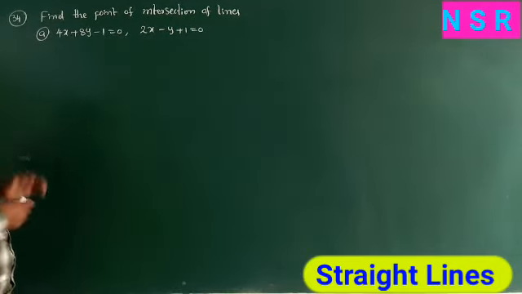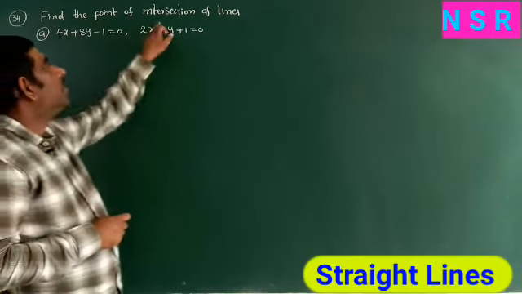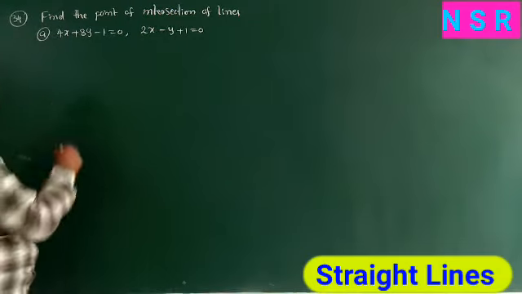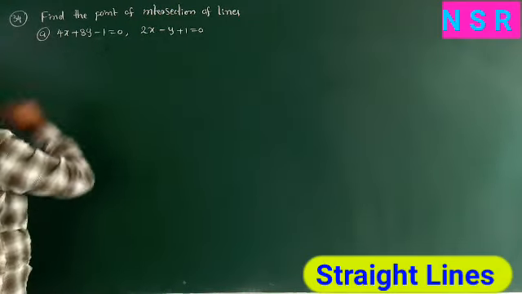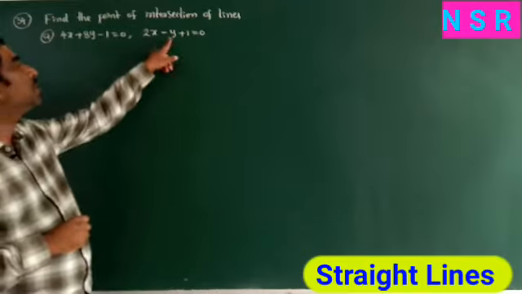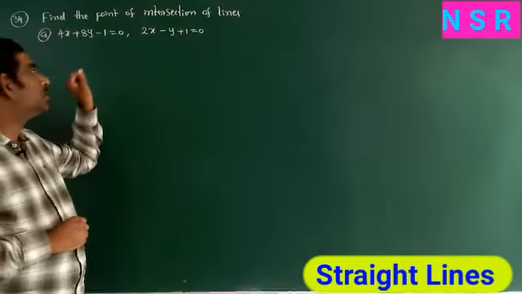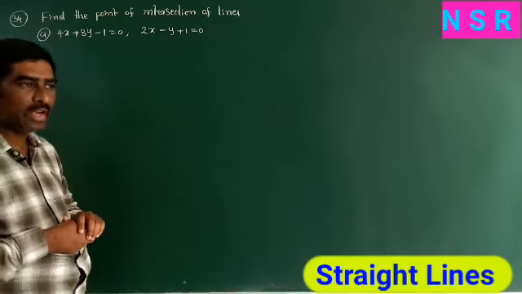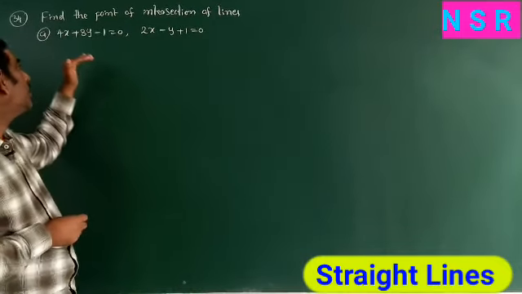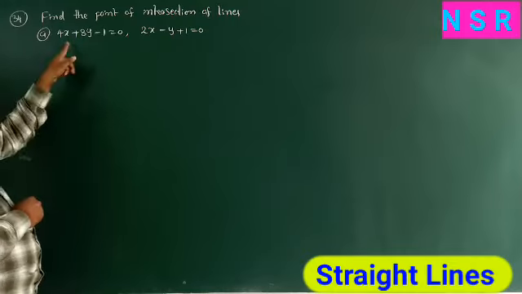So the next 2 marks question is: find the point of intersection of lines 4x plus 8y minus 1 equal to 0, 2x minus y plus 1 equal to 0. Intersection point means solve these two equations and find x, y. Already you know how to solve two equations with two variables.